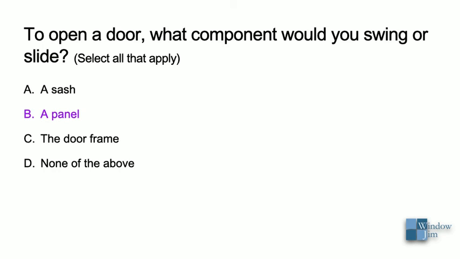B, a panel is the correct answer. Now there are other names for the panel, which I'll be covering later. The door frame is the major component of a door, and a sash is the operating component for a window.